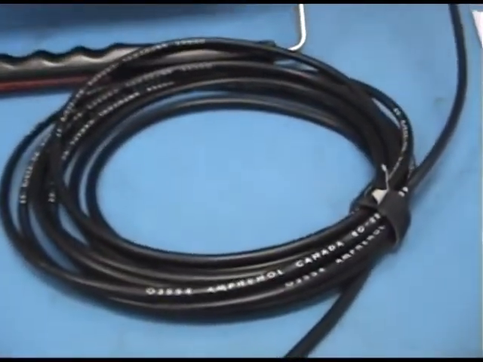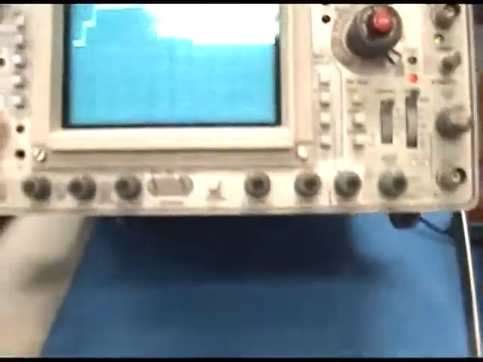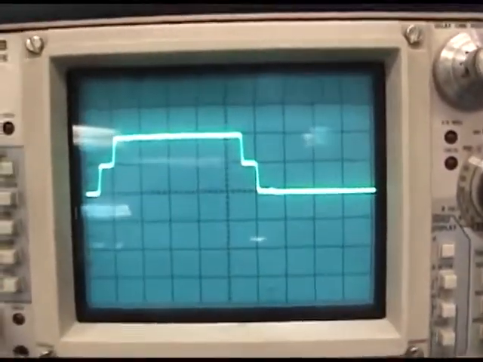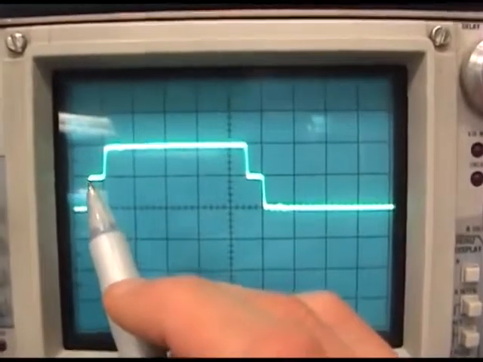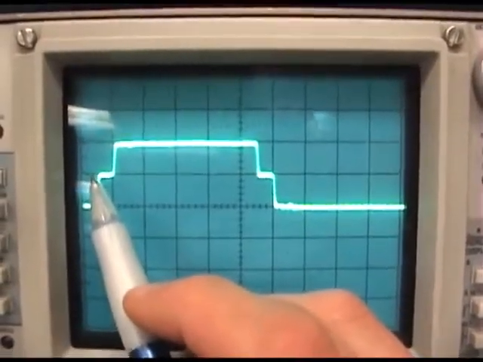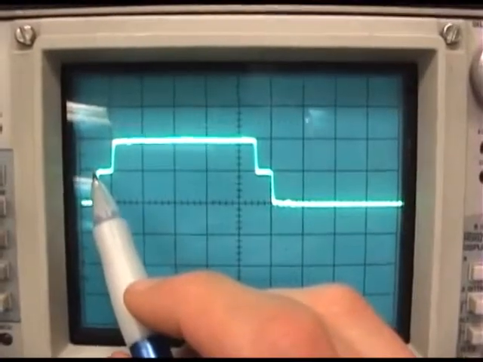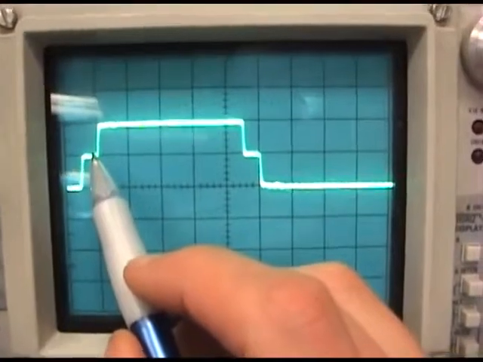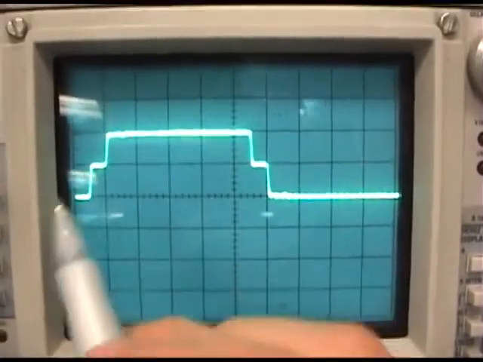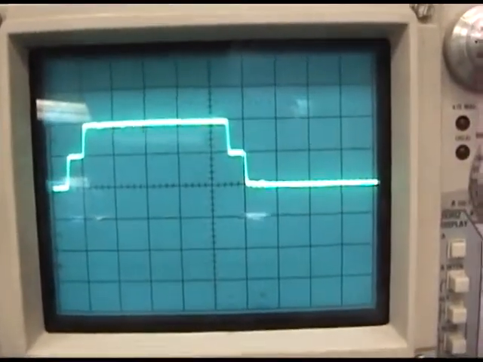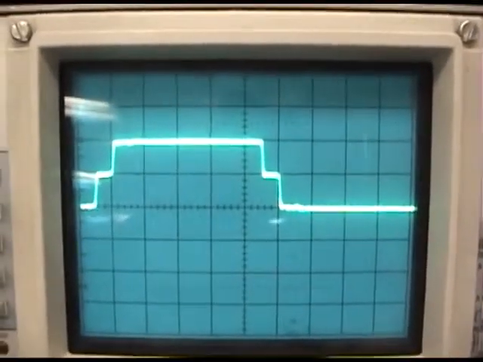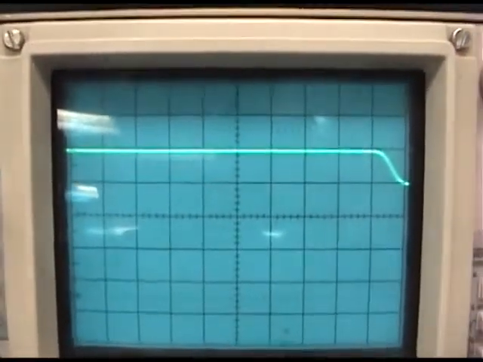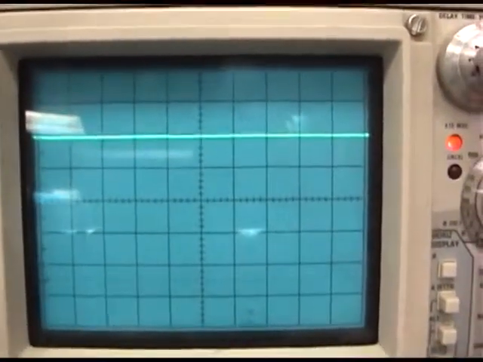Now we can actually determine the length of the cable by using a calculation, and in the calculation we need to know the time from the rising edge of the incident pulse to the time that we see the reflection. So to do this, I can use the times 10 function on the oscilloscope to get a better look at that part of the waveform.